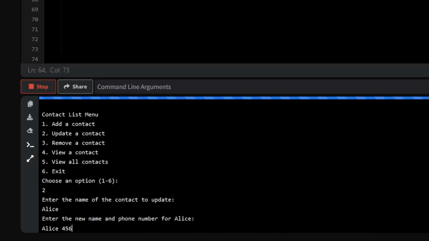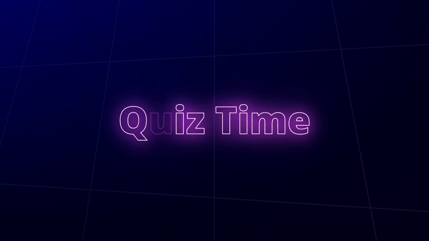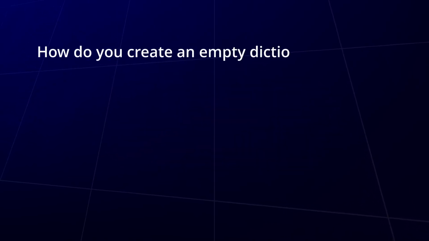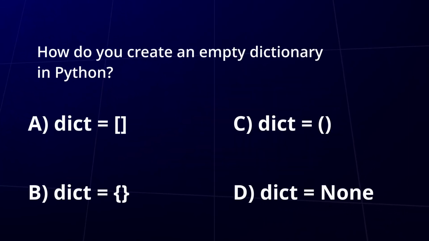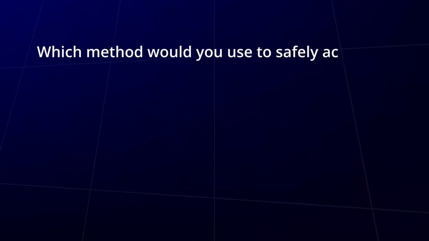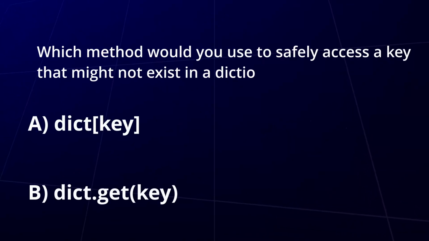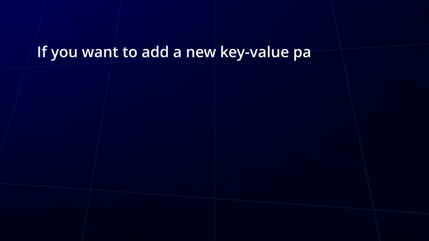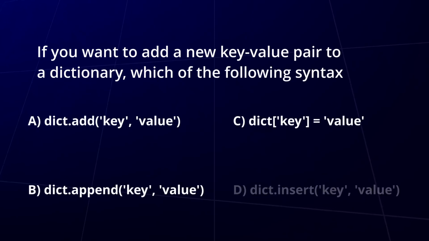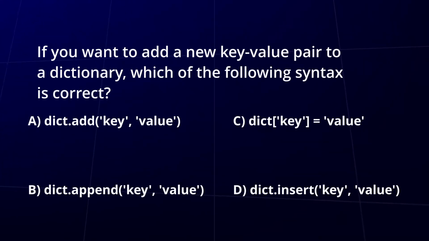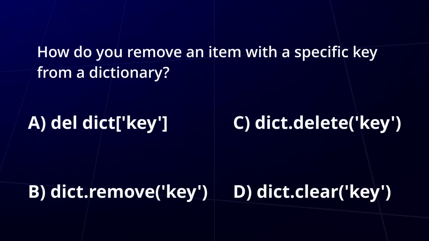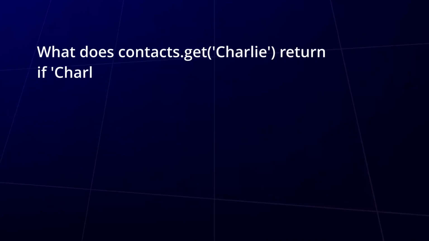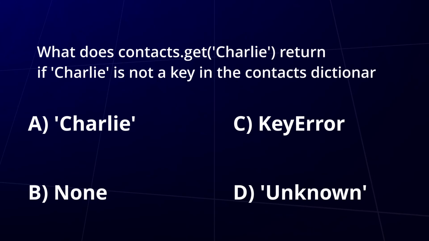Let's put your knowledge to the test with a quick quiz on dictionaries. Question 1. How do you create an empty dictionary in Python? Which method will you use to safely access a key that might not exist in a dictionary? If you want to add a new key value pair to a dictionary, which of the following syntax is correct? How do you remove an item with a specific key from a dictionary? What does dict.get Charlie return if Charlie is not a key in the contacts dictionary?